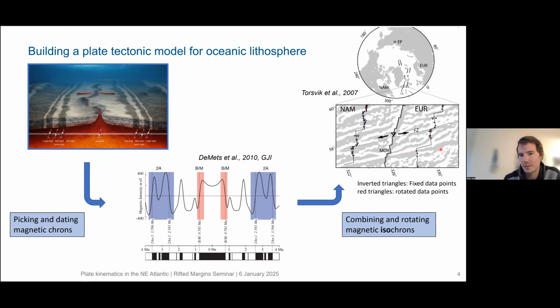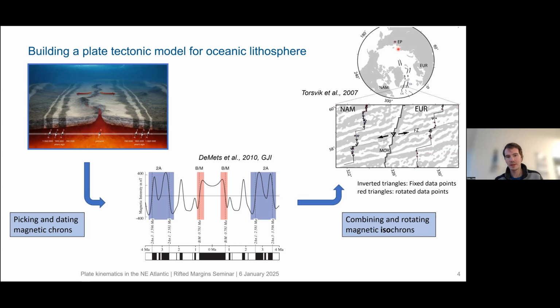So in that example, Eurasia would be the fixed plate, and then North America or Greenland would be the rotated plate where we want to rotate this magnetic peak to the other side. And this amount of rotation always corresponds to an Euler pole, and this is defined in this panel over here. So an Euler pole describes how plates move on a sphere.